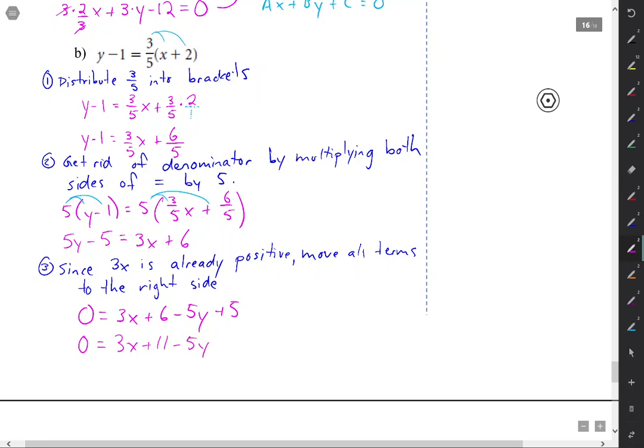And our final step is to write the x term first, then the y term, and then the number. So we're just going to switch those two around. So we're going to have 0 is equal to 3x minus 5y plus 11.